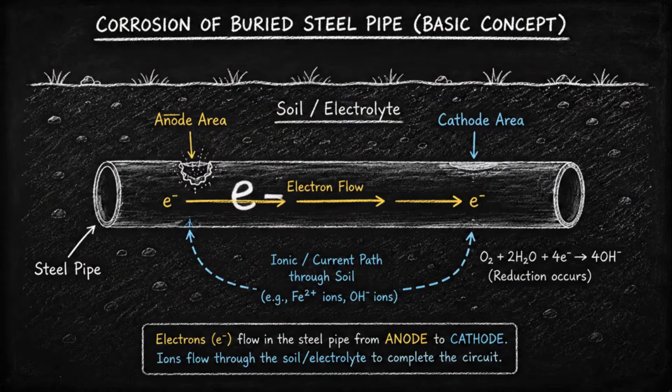In a buried pipeline, the soil acts like an electrolyte. In a ship, seawater acts like an electrolyte. In a storage tank bottom, moisture and soil can act like an electrolyte. So, corrosion is like a tiny battery forming on the surface of the steel. Some areas become anodic, some areas become cathodic. An electrical current starts to flow.